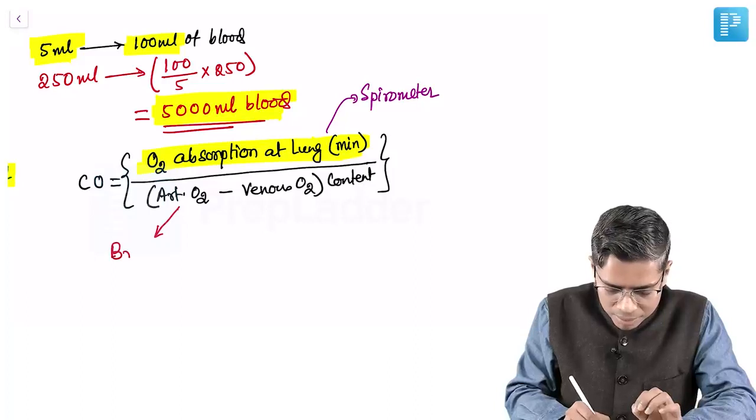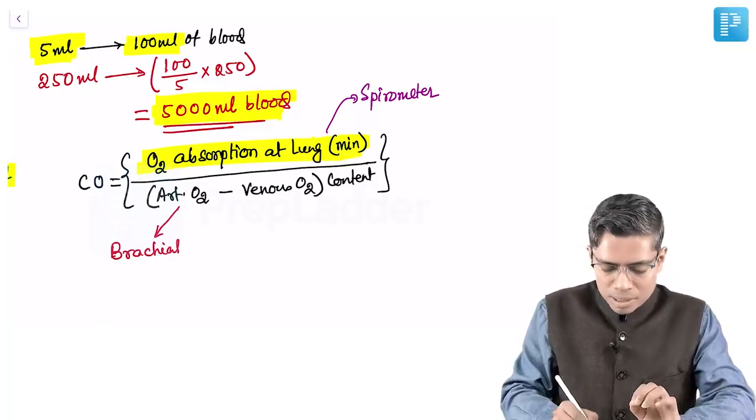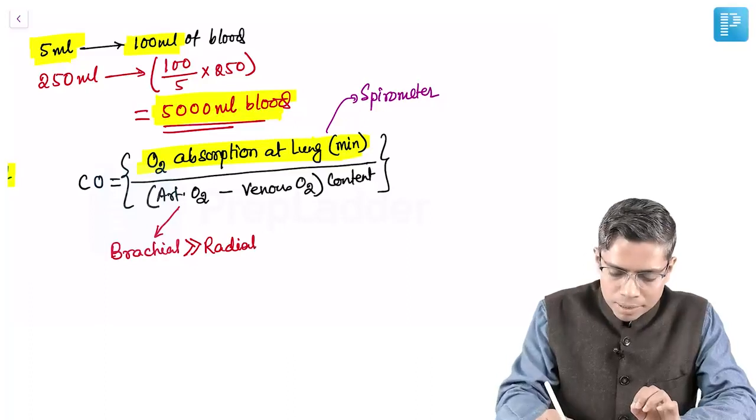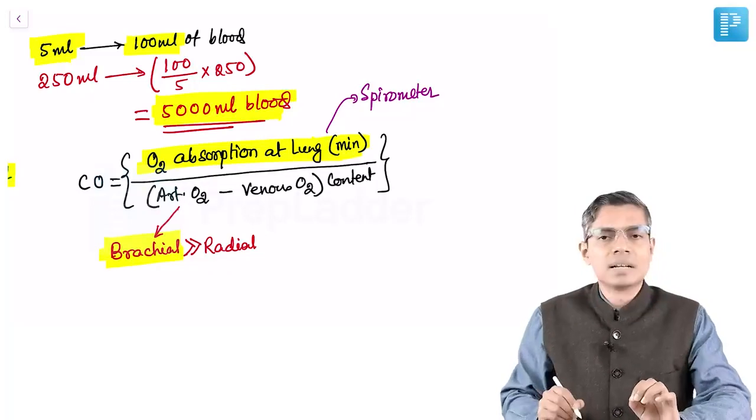The best artery from where the sample should be taken is the brachial artery, but the puncture of the brachial artery is a little difficult, so that's why the radial artery is more commonly used, but the best sample for arterial blood is taken from the brachial artery.